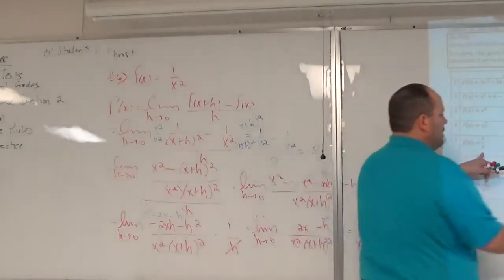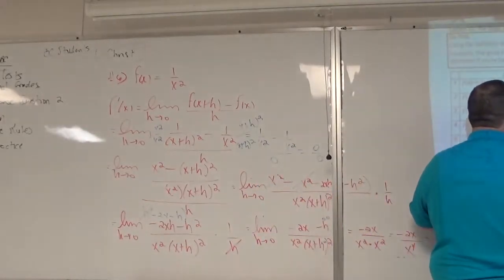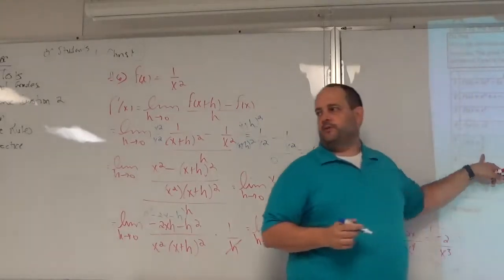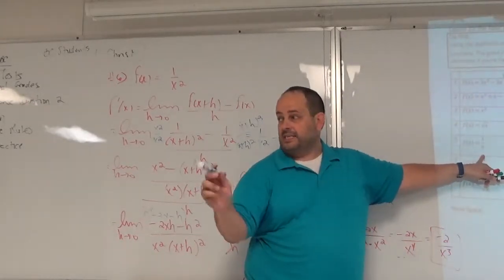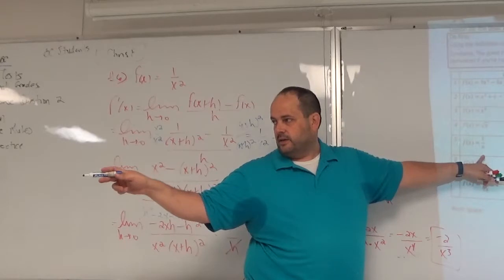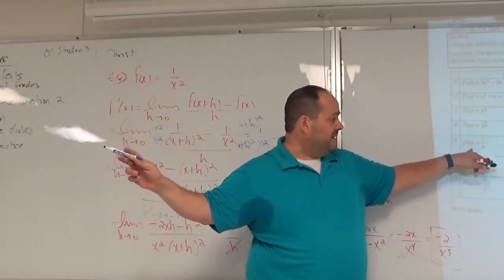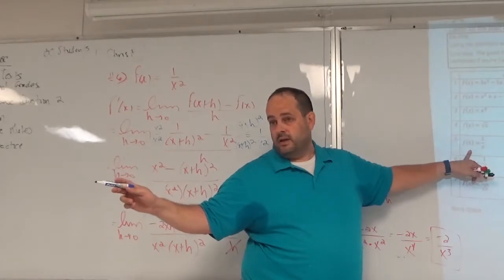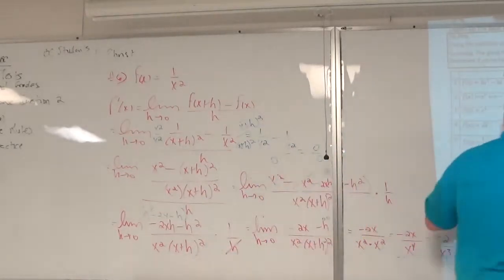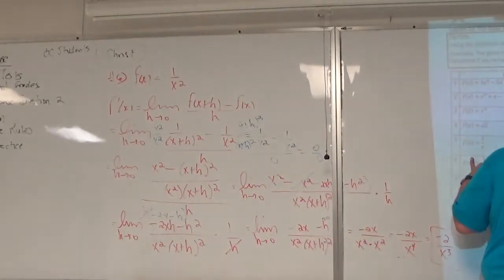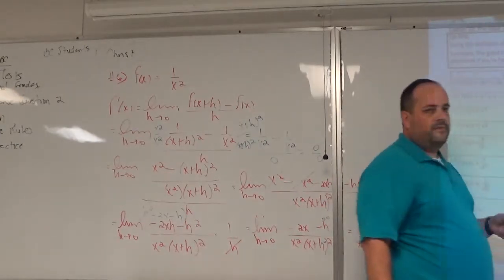Number 5, that was you guys up front? We got 1 over x squared. 1 over x squared. I disagree with 1 over x squared. You're close. What did you guys get? 1 over 2? For number 5? Okay, never mind. I'm not sure where you guys went wrong, but the answer should have been negative 1 over x squared.